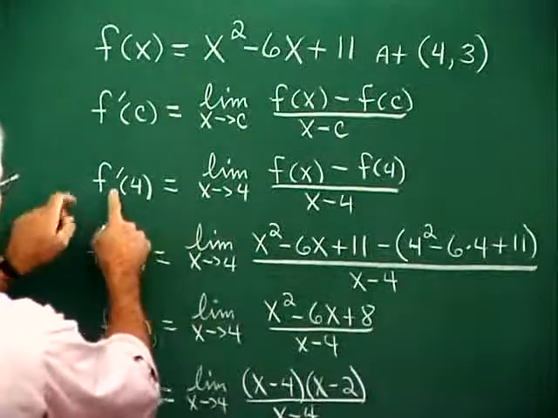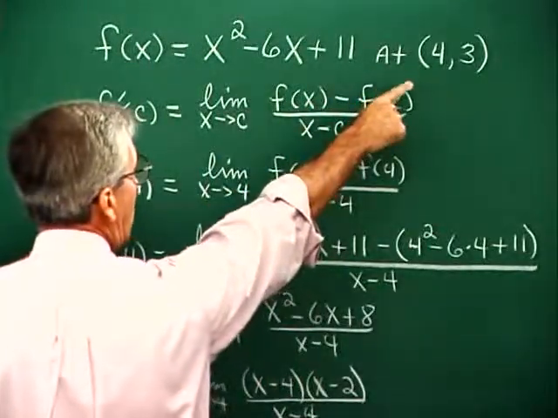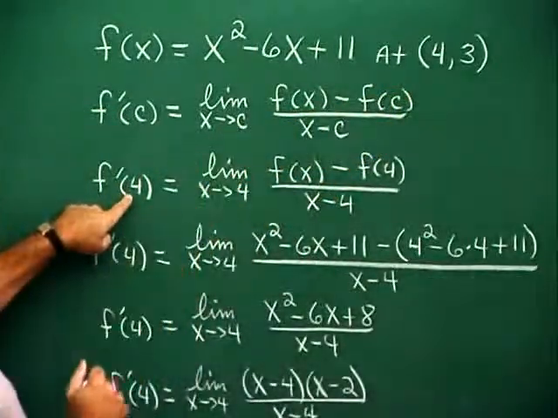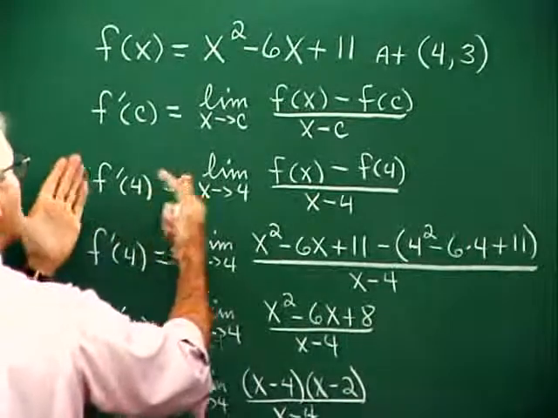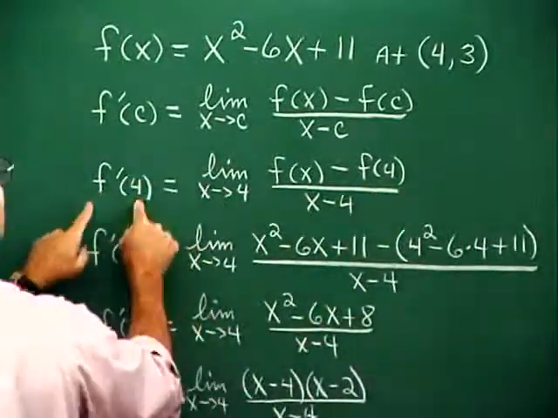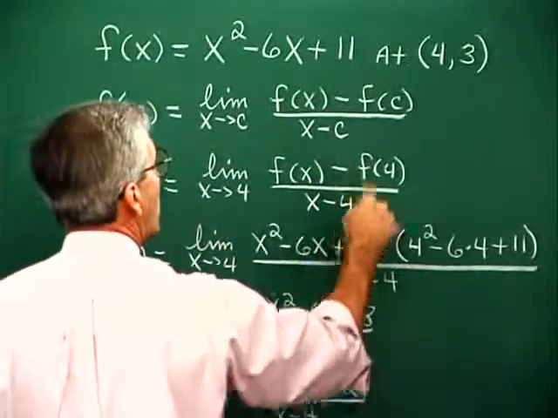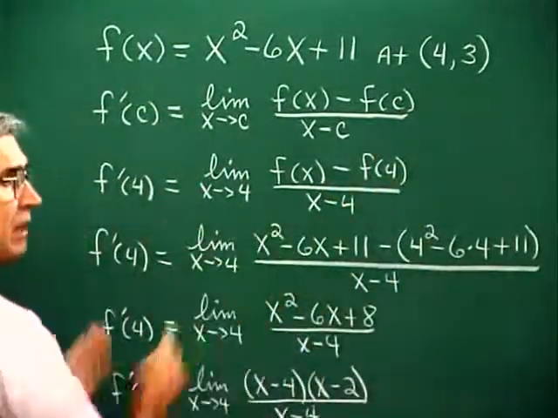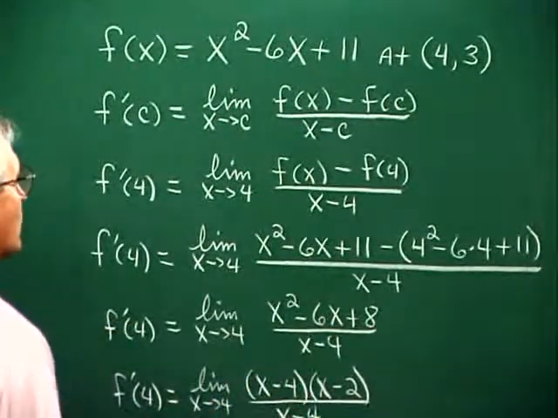We have here f prime of 4, and I'm using 4 because it's at the point 4, 3 that we're looking for information about the slope of the tangent line. So it's f prime of 4, and in here we replace all of the c's with 4. So this c becomes a 4, that c becomes 4, this c becomes a 4. Just kind of a blind replacement right here. And then we go through and we perform the evaluation.